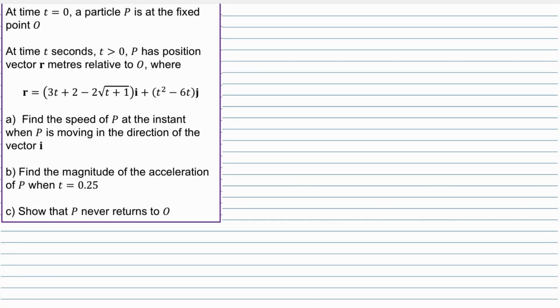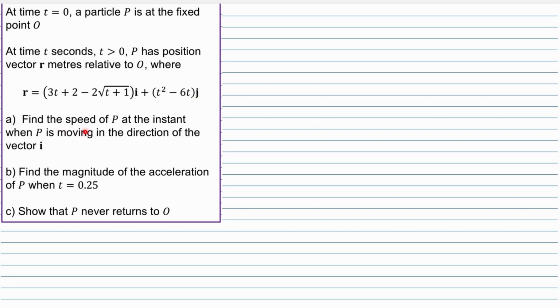Hi everybody. In this video, we're going to look at how we can model motion where the acceleration is not constant. So we'll look at how we can use calculus. We're told that at time 0, a particle p is at the origin, and then when t is greater than 0, its displacement is modeled here.